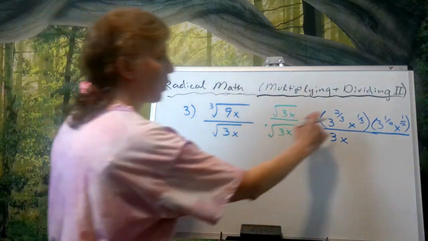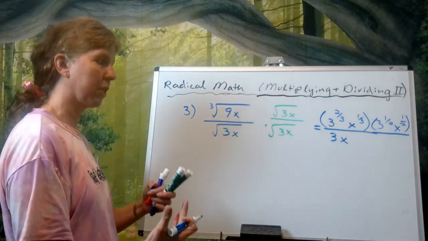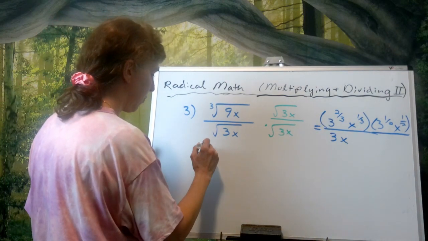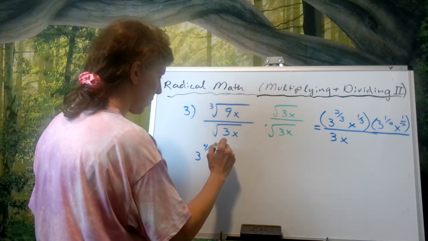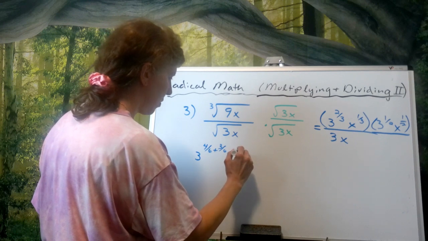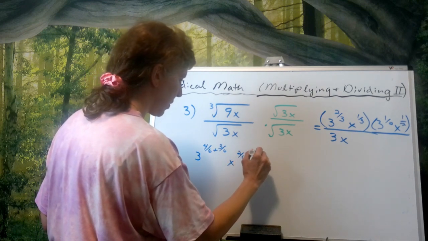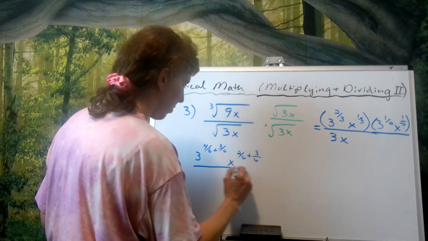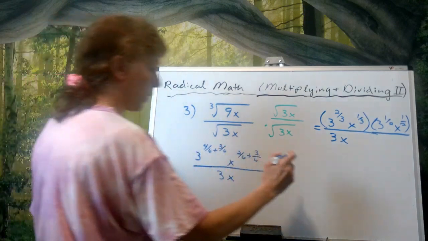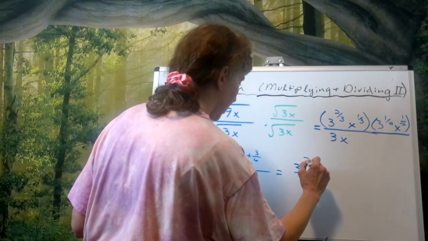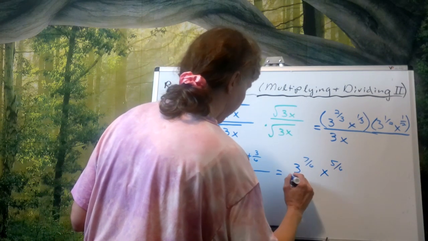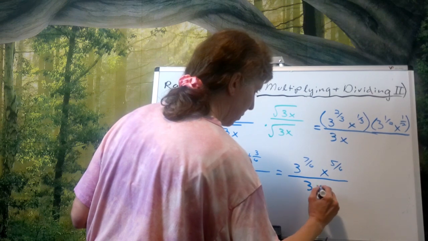Okay? Again, now all my bases are the same, so I can get common denominators and add the exponents. So I would have 3 to the 4/6 plus 3/6, and x to the 2/6 plus 3/6, and that's all over 3x. So in this case, I'll have 3 to the 7/6, x to the 5/6, and my 3x in the denominator.